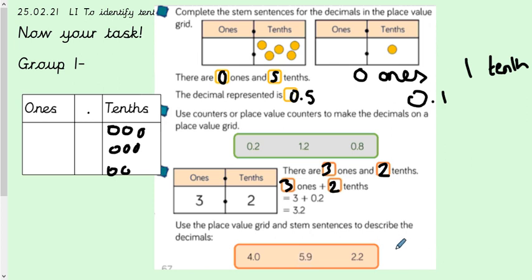2 ones add 2 tenths, or 2 add 0.2 equals 2.2. There's quite a lot of words there, so hopefully that was all okay, but basically you just had to use the same layout as this to write these out. So you just had to figure out what the tenths and the ones were.